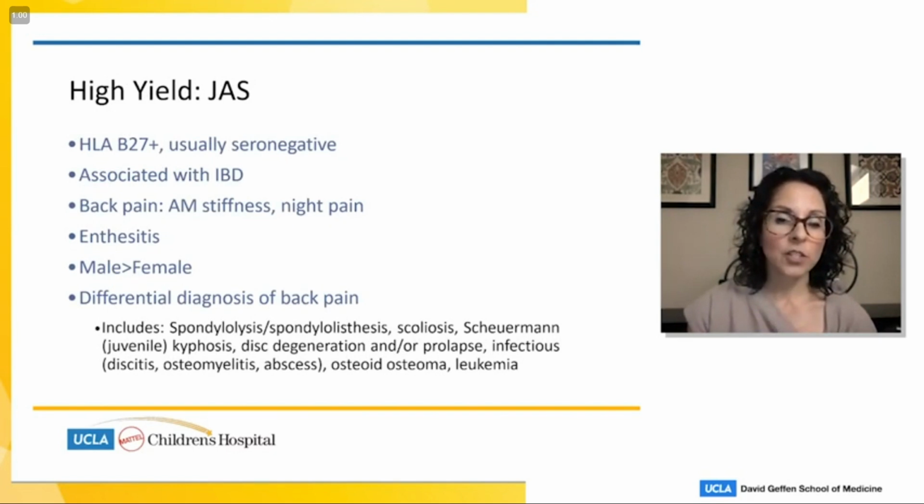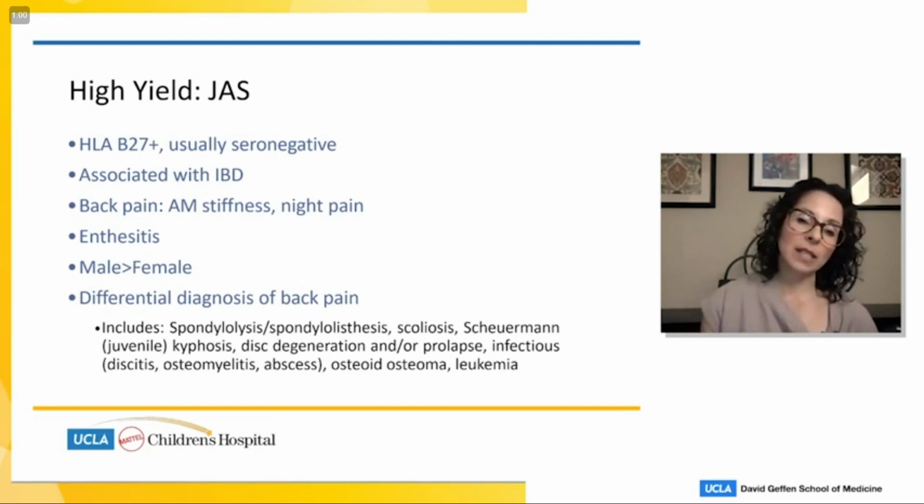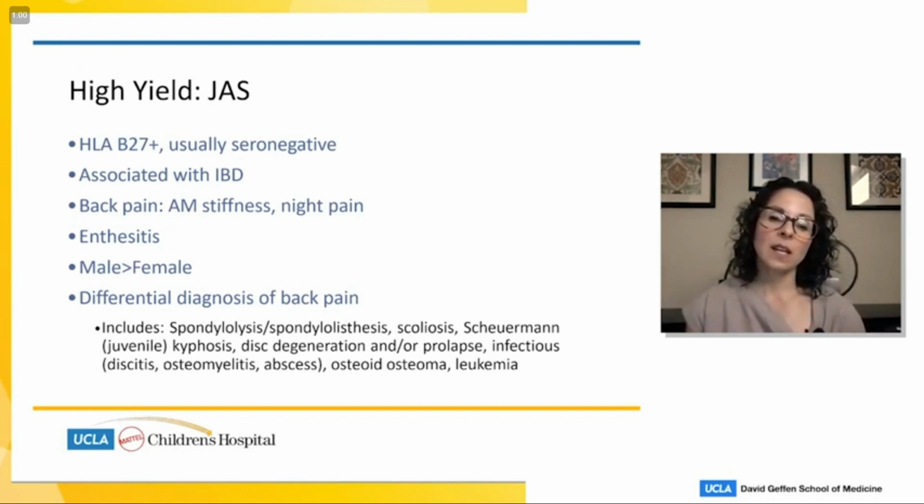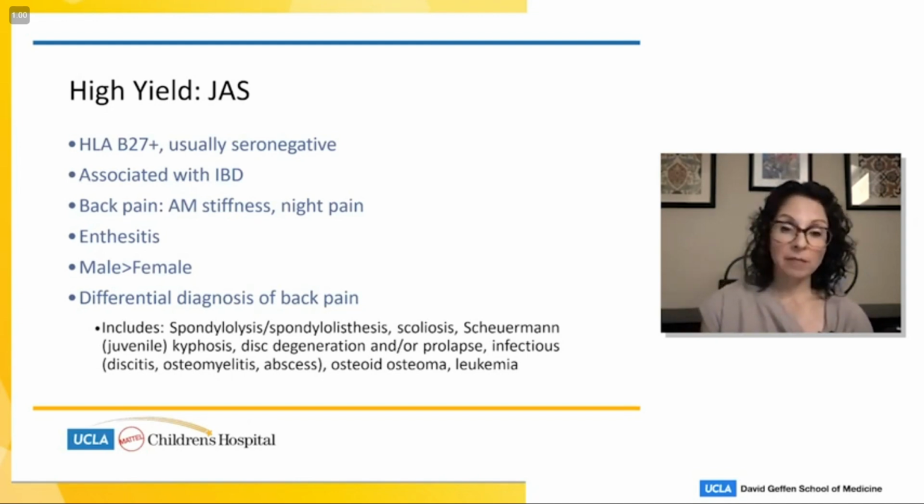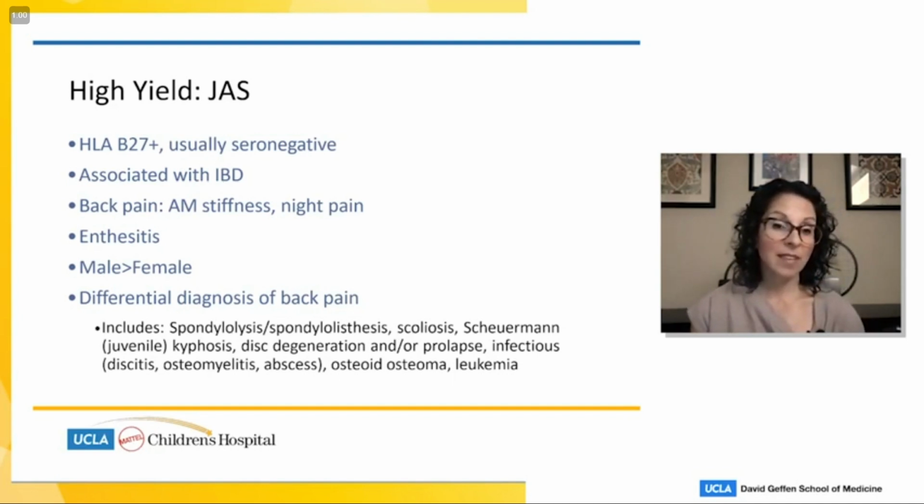Your high yield slide for juvenile ankylosing spondylitis is that HLA-B27, and hopefully you're more comfortable with knowing when to order it. There is an association with IBD. So even in my patients with ankylosing spondylitis, I'm continually observing them and monitoring them for the development of inflammatory bowel disease. Classically, the back pain includes morning stiffness and night pain. They can have enthesitis of the patella, of the Achilles is quite common. And this is the one disease where males outnumber females.